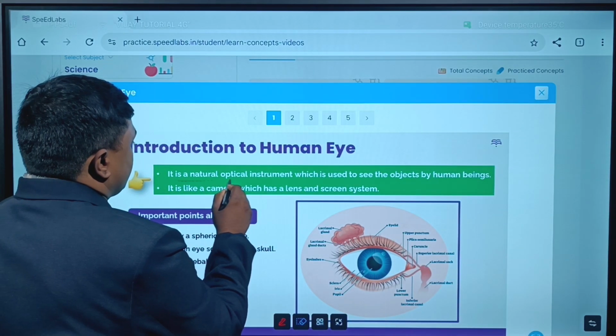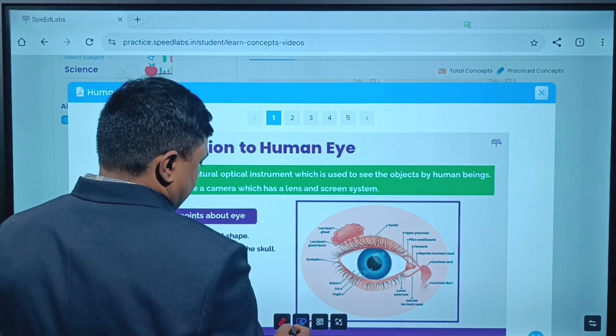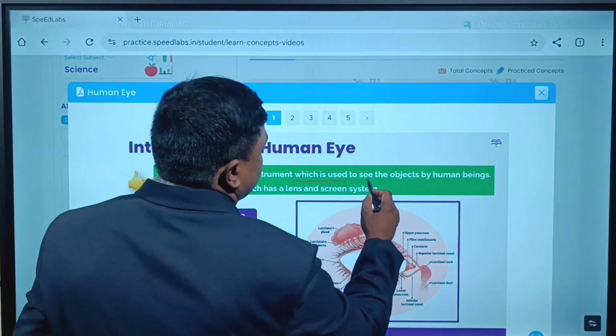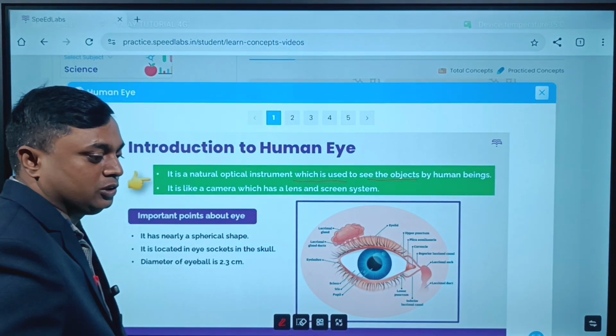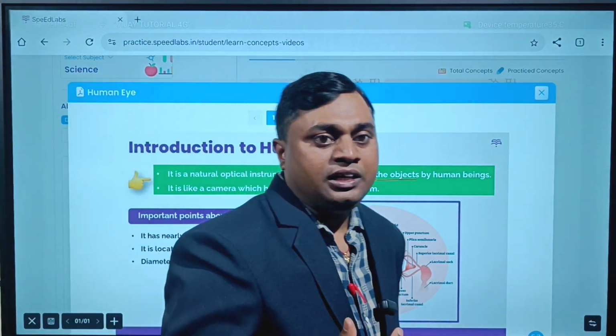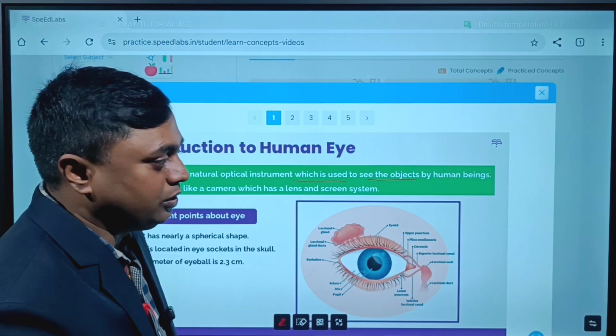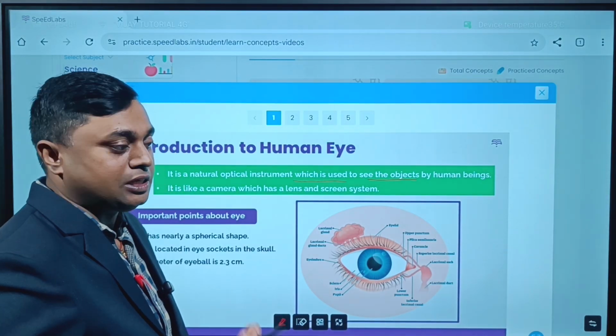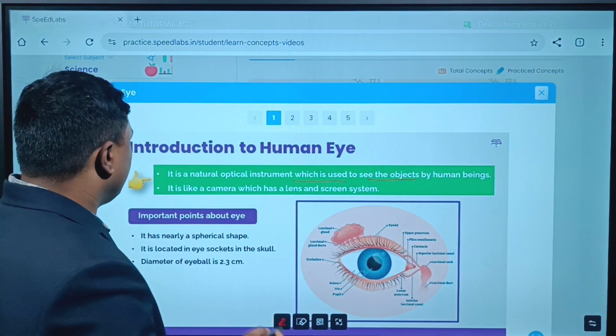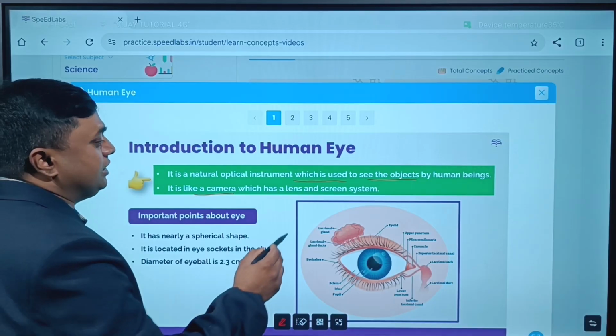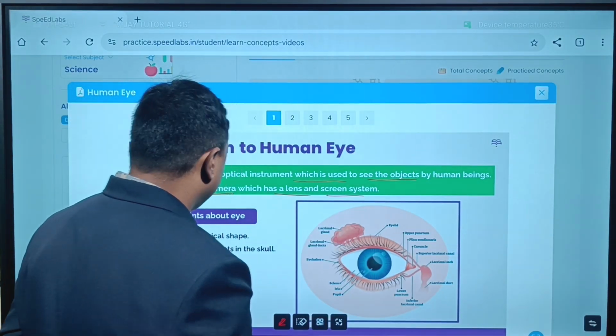It is a natural optical instrument which is used by human beings to see objects. Through the human eye we can see various objects which are present around us. Yes or no? So it is just like a camera which has a lens and a screen system.